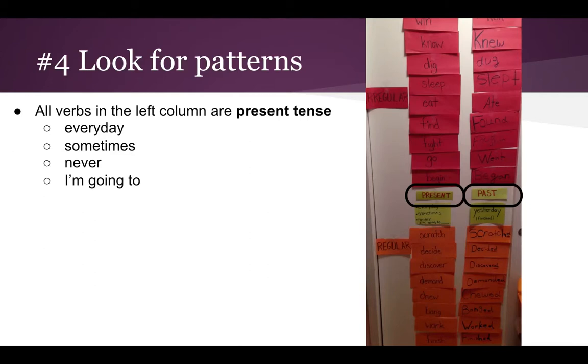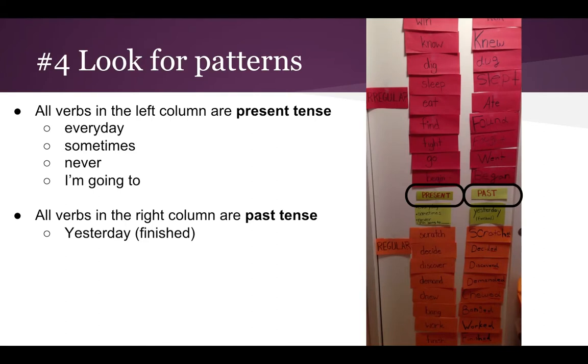All the verbs in the left column were present tense, which they noticed, and you can see in the green that I had prepared a definition of the present tense verbs as verbs that we use to talk about the everyday, the sometimes, or never. They also added "I'm going to" as another way we would use these verbs. And they also added the correct grammatical term of present. I wasn't expecting them to do that, so we actually added that together.